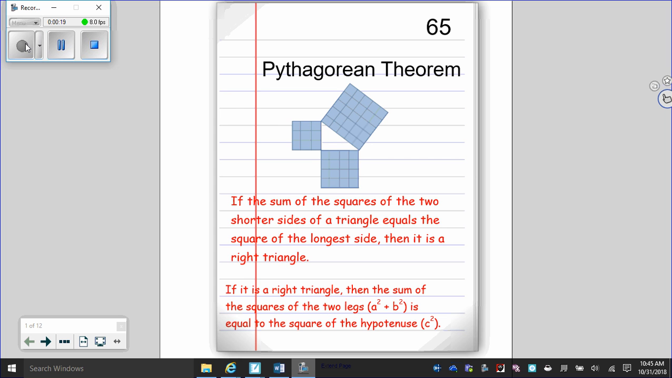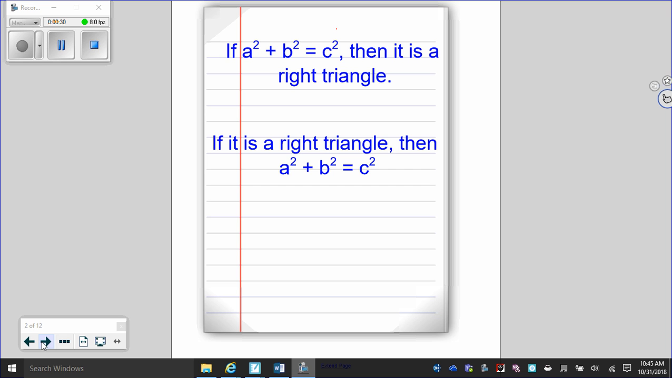And we know if it is a right triangle, then the sum of the squares of the two legs, the shorter sides, is equal to the square of the hypotenuse. In other words, if a squared plus b squared equals c squared, then it is a right triangle. And if it is a right triangle, then a squared plus b squared equals c squared.